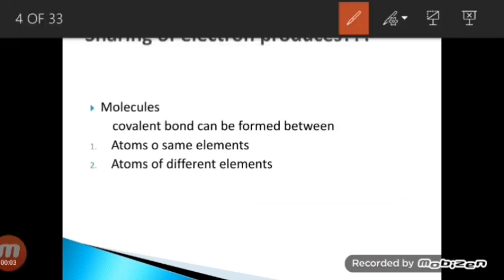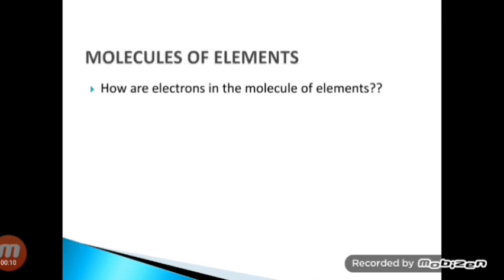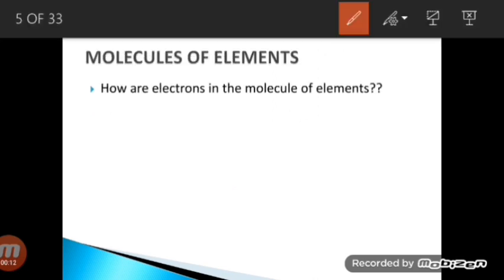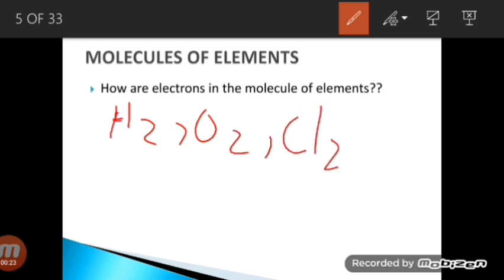Electrons can be shared between similar elements and they can also be shared between different elements in order to produce covalent compounds. When electrons are shared between similar elements, we get diatomic molecules such as hydrogen, oxygen, chlorine, nitrogen, and so on. There are many elements which are present in a diatomic state in nature, and all of them are produced due to covalent bonding and sharing of electrons.